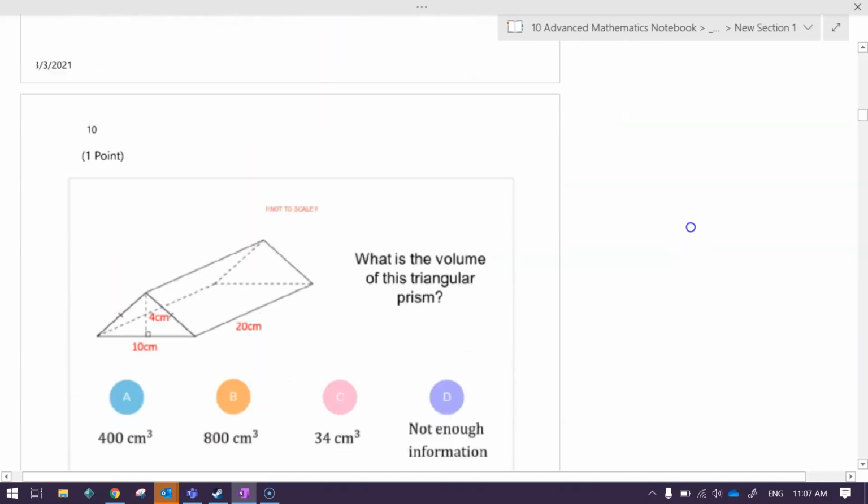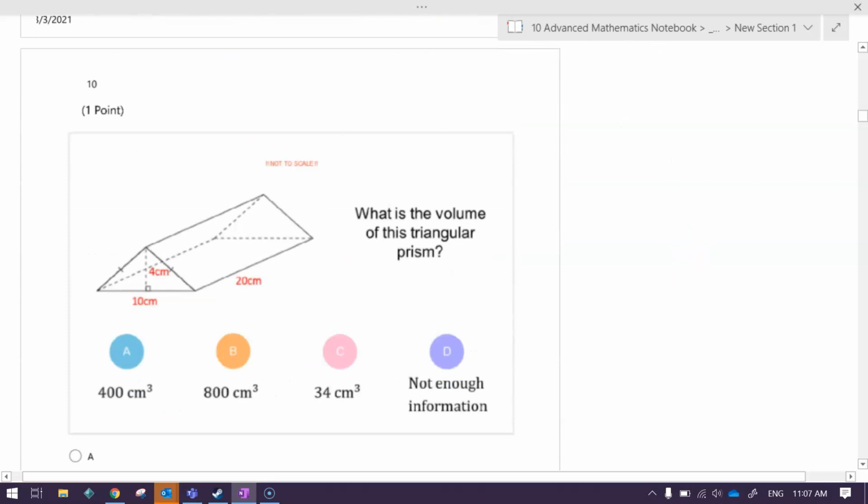Moving on, question 10. Excuse me. What is the volume of this triangular prism? Volume of a prism equals the area of the base, or the cross-sectional area, multiplied by the height of the prism, or the length of the prism if it's lying down like this one. Number of different ways you can do it. What's the area of this triangular base?